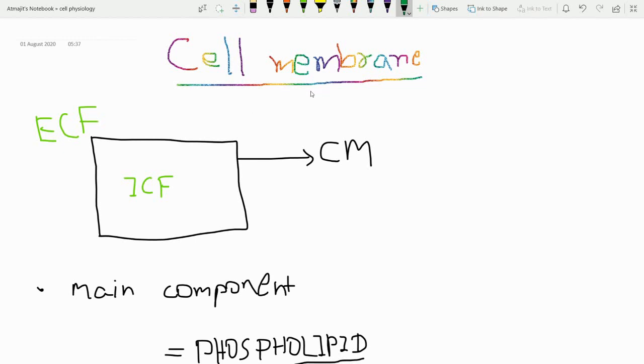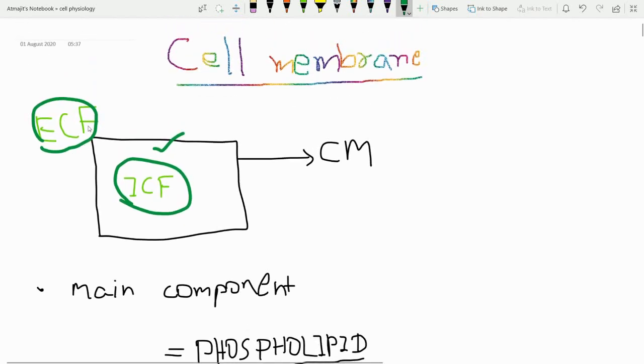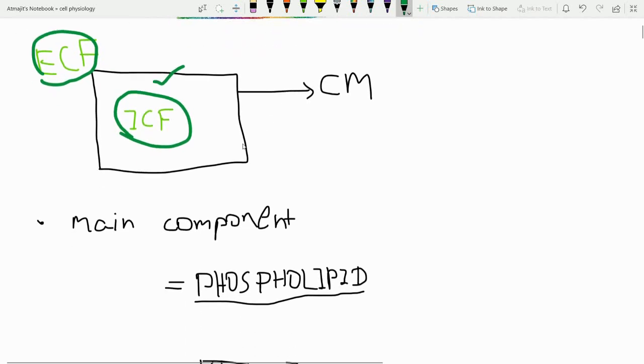Today we are going to discuss the cell membrane. The cell membrane is the structure which separates the extracellular fluid and the intracellular fluid. This is the cell membrane. In an organ, the extracellular fluid and intracellular fluid are separated by the cell membrane.